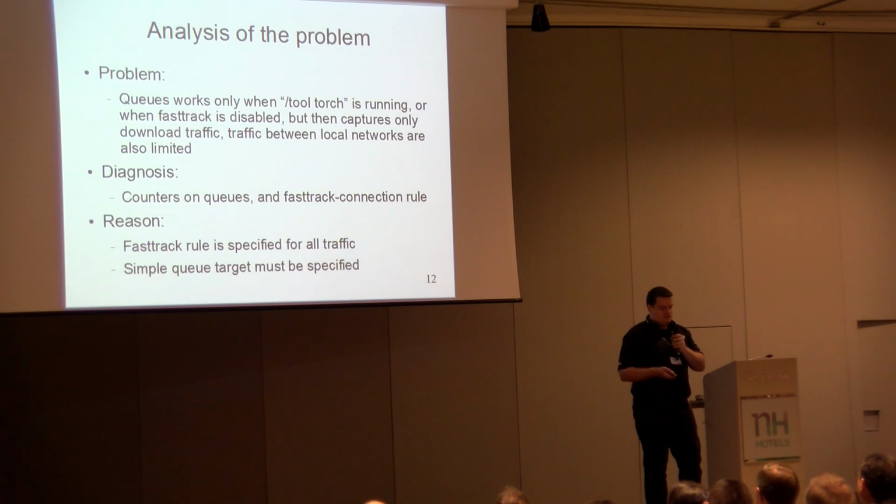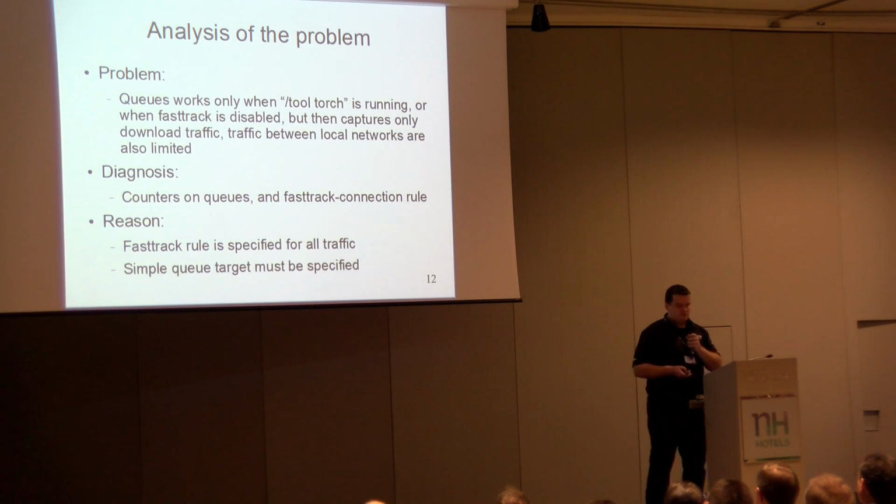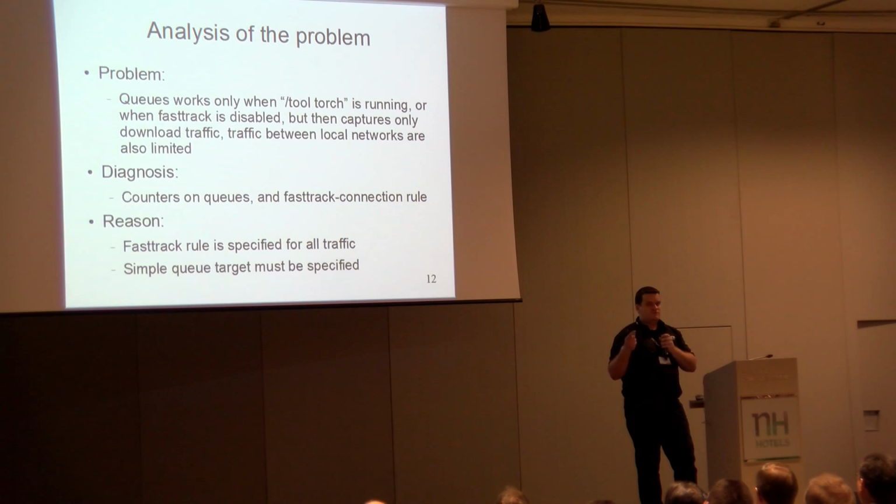So the reason, there were two problems: first of all, fast track was for all traffic, and the simple queues target was not specified.